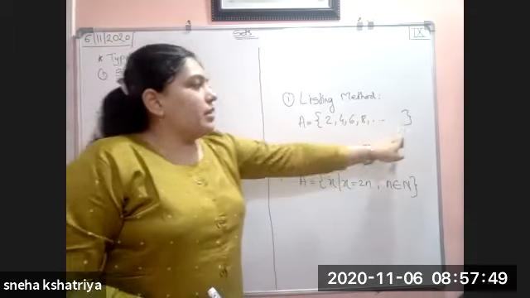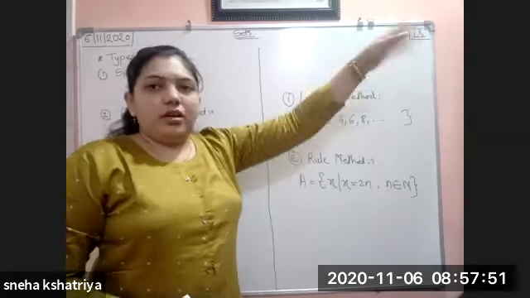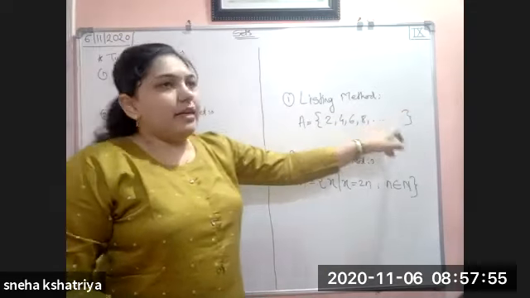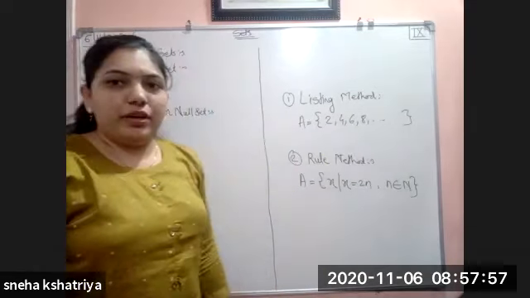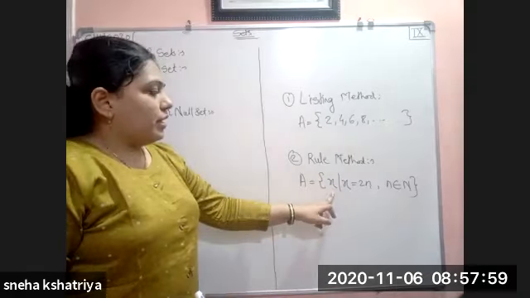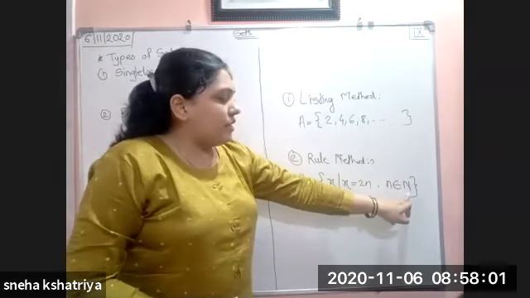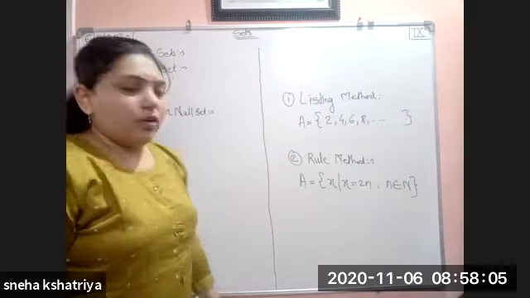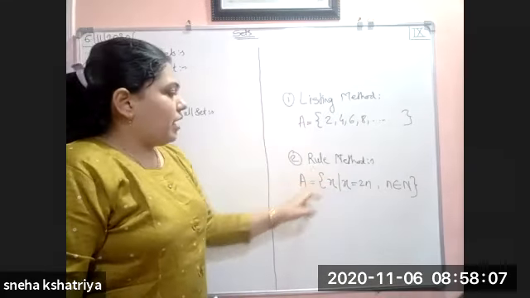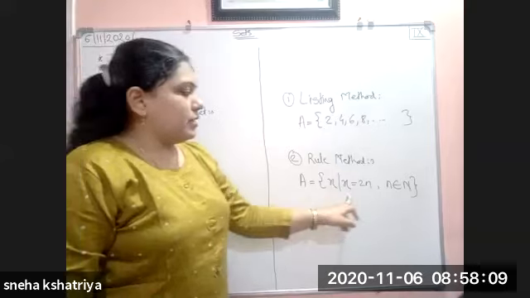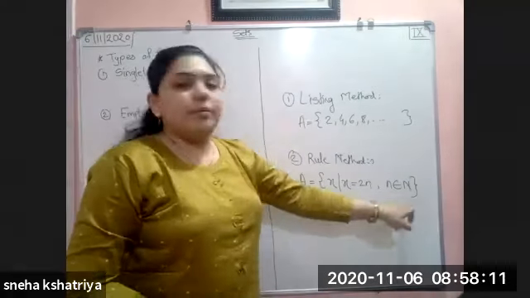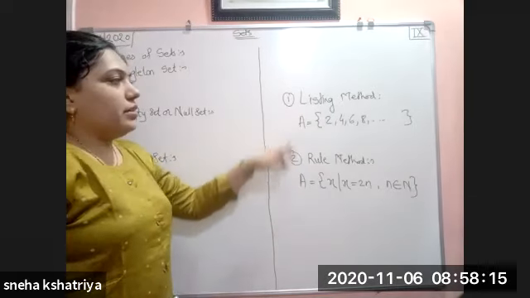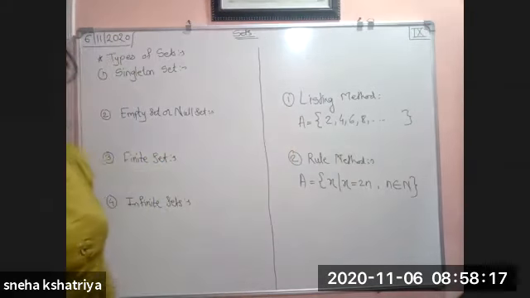It is a series which goes on continuously. It is infinite: 2, 4, 6, 8, 10, and so on. We can continue up to infinity. Here also n belongs to N, the natural numbers, so the natural number set is also infinite. So in the rule method we write A is equal to the set of X such that X is equal to 2n, n belongs to N. These were the two forms in which we have written sets.